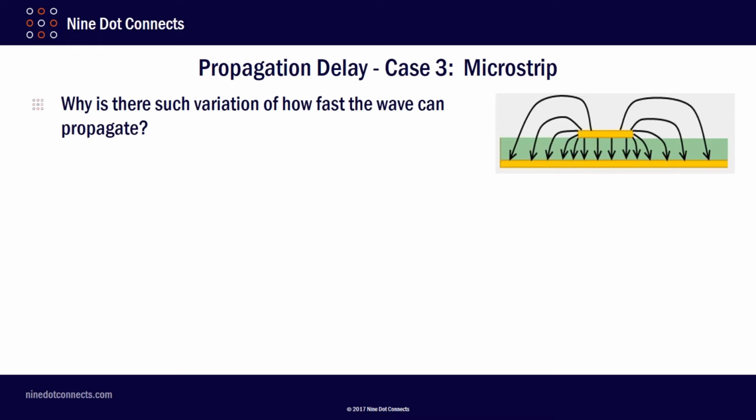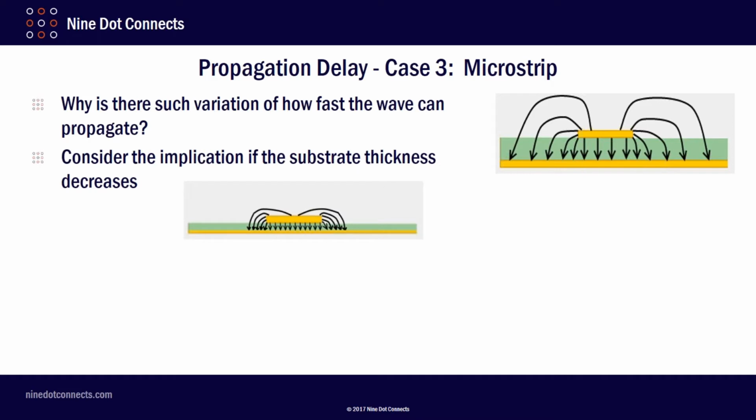So why is there such variation of how fast this wave can propagate? Consider the implication if the substrate thickness decreases, as you show here, and I'll just be the first to tell you, I'm not an artist, so please forgive my artistic nature here. But what I'm trying to show you is that if I decrease the thickness of the substrate, I'm getting more of the electric field actually embedded within the substrate.